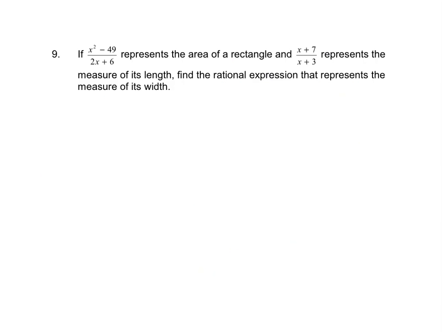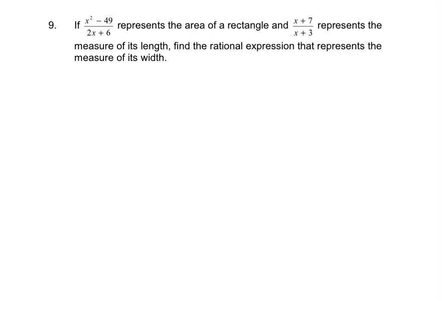Okay, let's go. Looking at number 9, if x squared minus 49 over 2x plus 6 represents the area of the rectangle, and x plus 7 over x plus 3 represents the measure of its length, then find the rational expression that represents the width. Okay, pause the video, take a minute, write the question. All right, now that you have the question written, let's set it up.